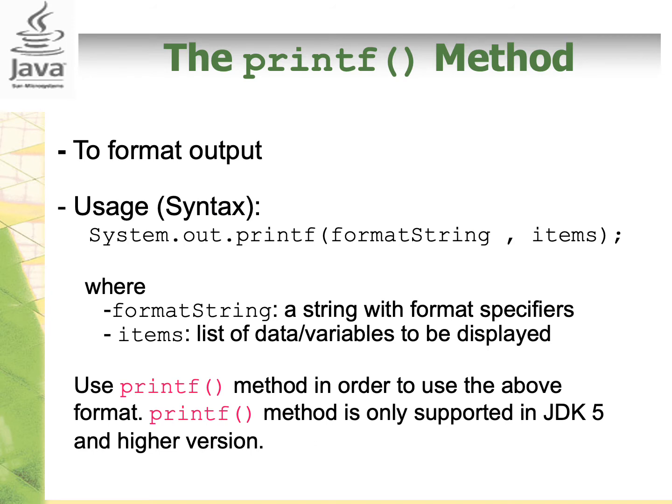Other than the print and println methods, we can also use the printf method. If you have learned C programming before, this might seem familiar to you. Printf is a convenience method to write a formatted string to the output using the specified format string and arguments. To use the printf method, you can write System.out.printf and then the format string and then the items, where the format string refers to the format specifiers and items refer to the list of data or variables to be displayed.